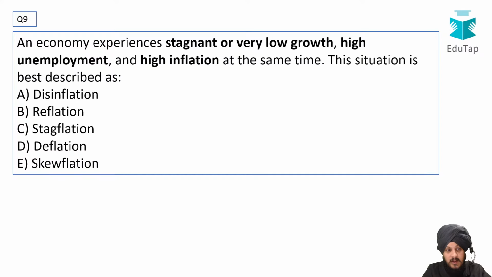Moving on to question number 9. An economy experiences stagnant or very low growth, high unemployment and high inflation at the same time. The situation is best described as?